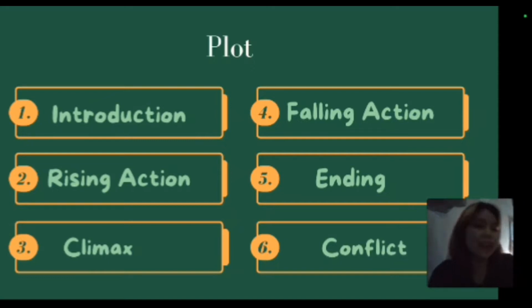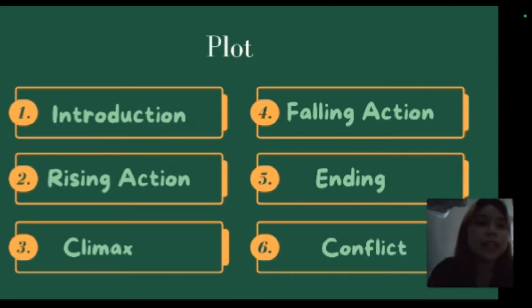Again, part of analyzing the plot is also analyzing the conflict of the story, in order for us to determine what the story tells about the characters, or what events in the story are relevant to the characteristics of our characters in the literary work.